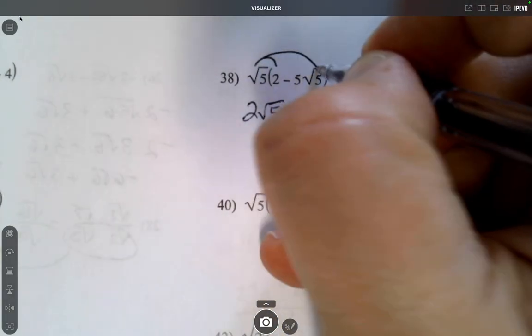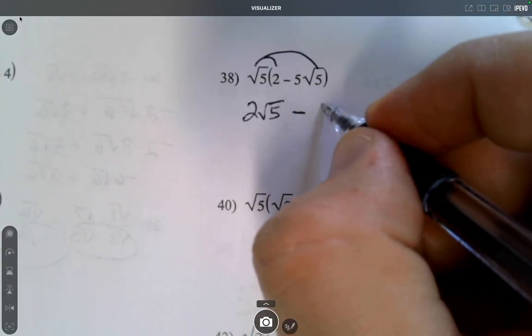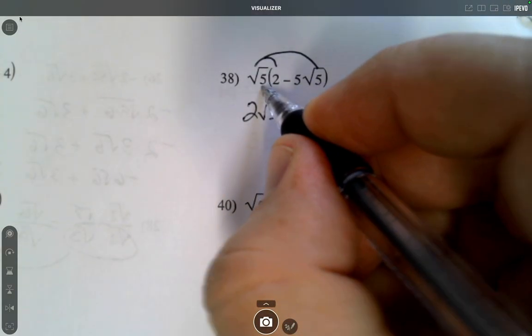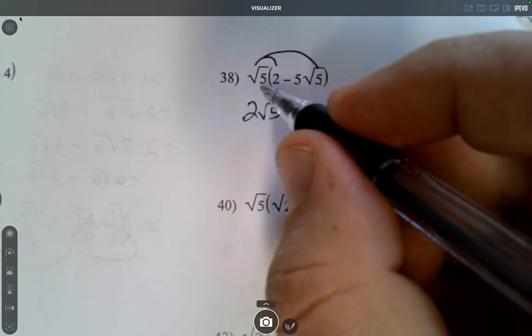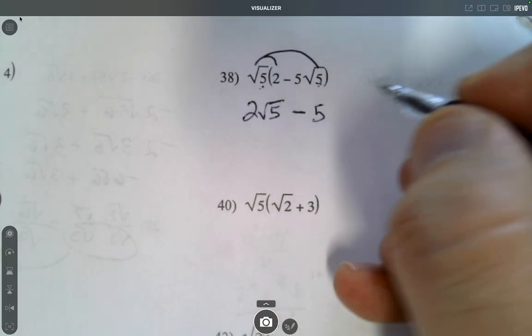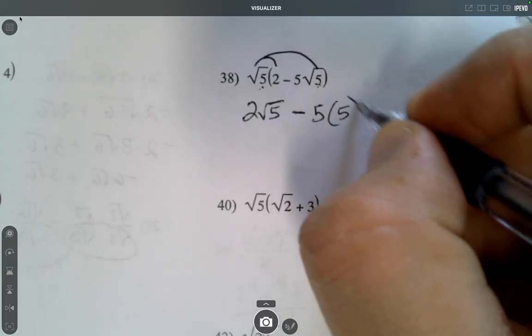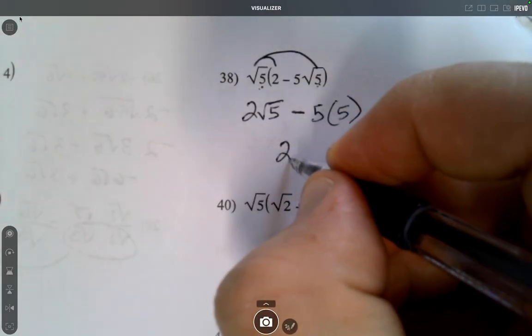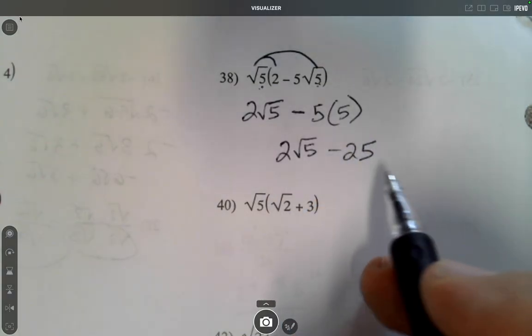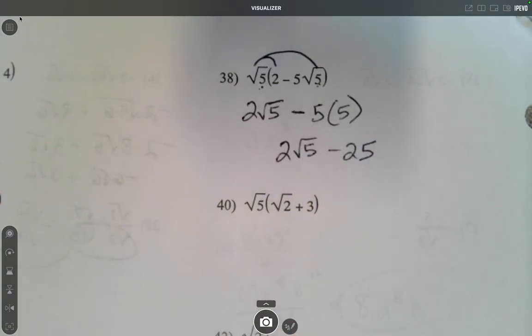When I multiply these together, this 5 just stays like it is because it's the only outside piece. Whereas this 5 and this 5 can be multiplied. Square root of 5 times square root of 5 is square root of 25, which is equal to 5. So our final answer is 2 square root of 5 minus 25, because we can multiply those 5's together.